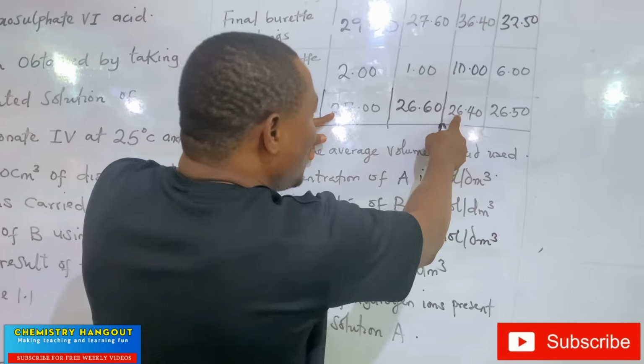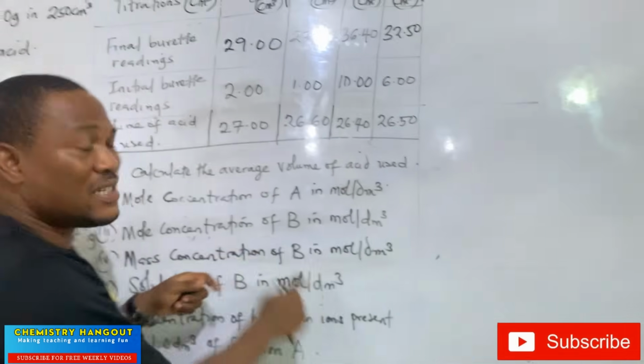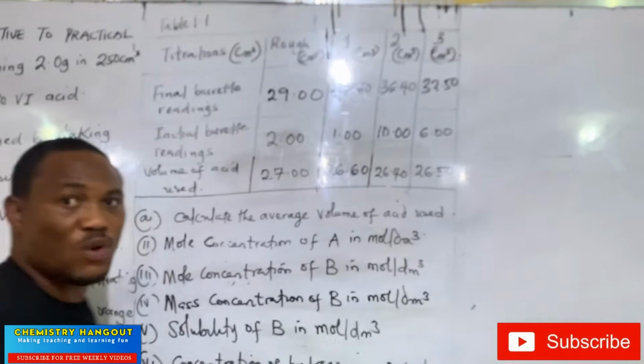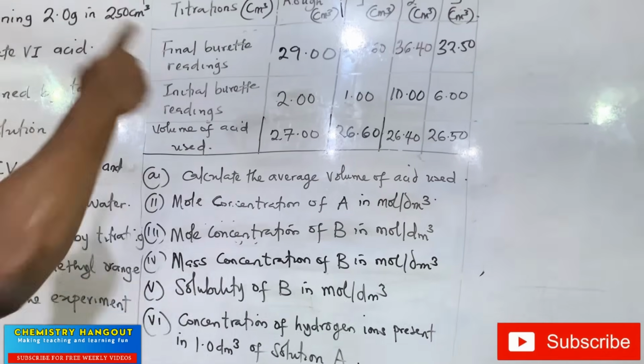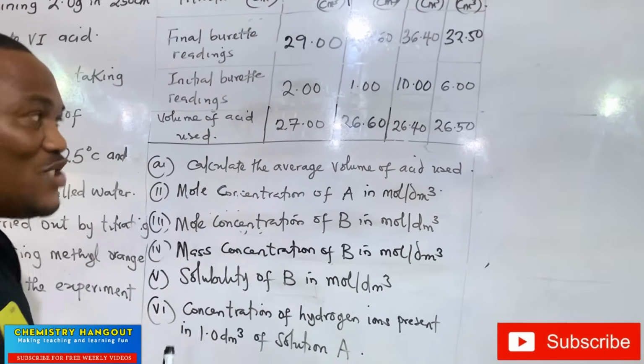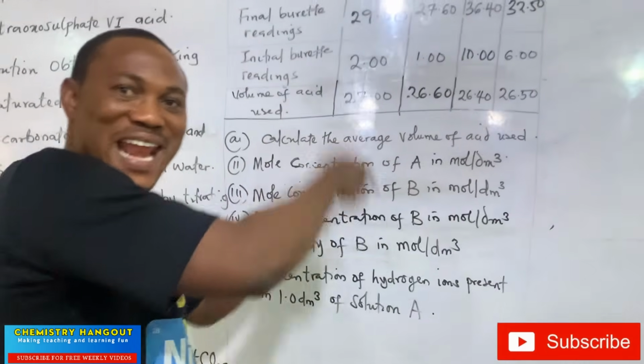26.60, 26.40, 26.50. You see these ones are closer. This rough is far from this one, so I will use these 3 to get this. Did you see? So the other one I did, they gave us the average volume of acid used, but this one they didn't give us. You are just completing the table, so the question can come like this.